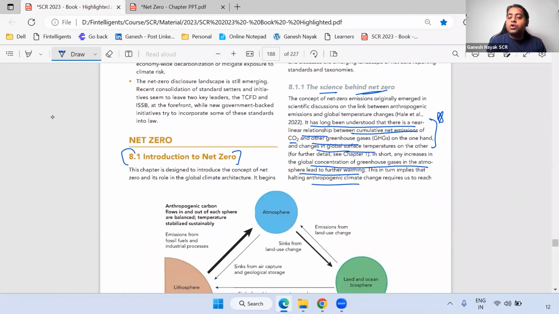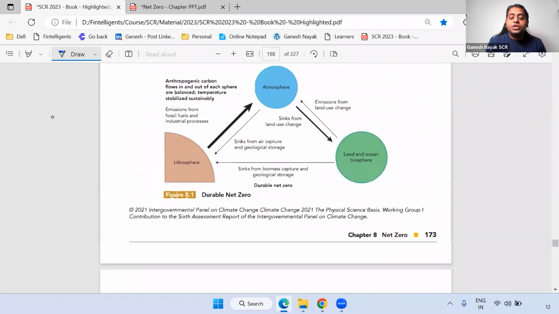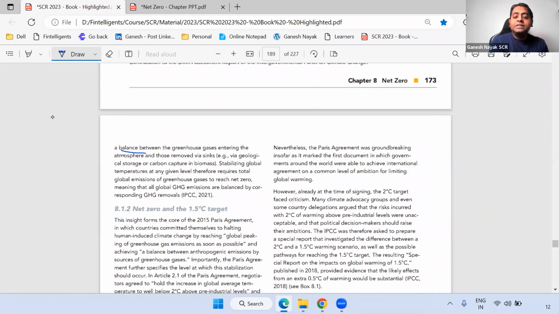Okay, if you want to stop anthropogenic climate change, then you need to have a balance between the greenhouse gases entering and the greenhouse gases being removed. Same logic, okay? And if you are able to do it, then only you'll be able to stabilize the global temperature. Okay, the first entire section is an introduction to the net zero concept.